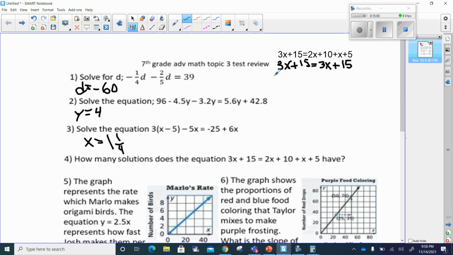First of all, you'll end up taking away your variable, right? And when you do, you realize you're just going to have two numbers on it. These numbers are going to be, in this case, 15 equals 15. And 15 equals 15 all the time, which means this will be an infinite amount of solutions.